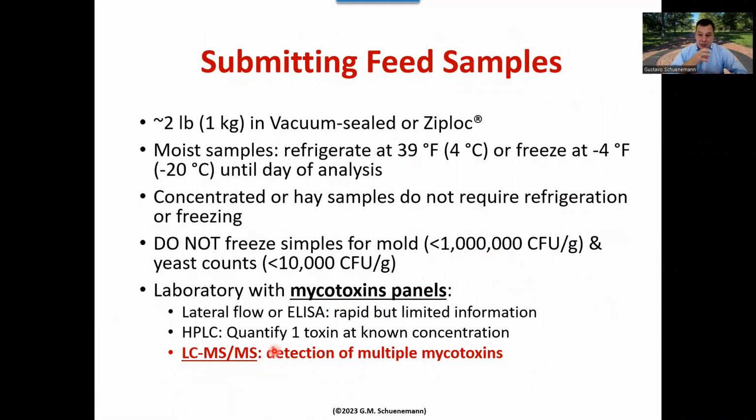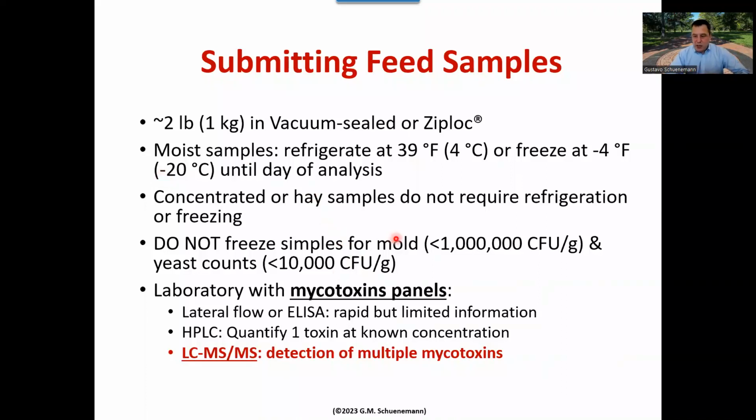So once it comes to submitting the sample, right, about 2 pounds, you can use a vacuum seal or a regular Ziploc, and remove the air from those. Most samples have to be refrigerated or frozen. You could freeze them until you do the analysis, right? Concentrate or hay samples do not require refrigeration or freezing. Do not freeze samples that are going to be for mold or yeast counts, right?